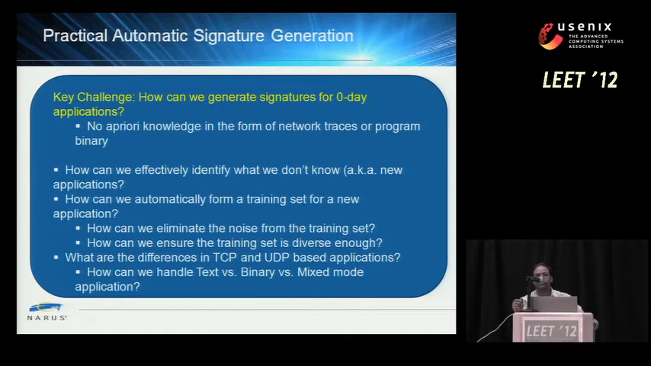Any other questions? Okay. So the key takeaway here is that the key challenge in making application signature generation scalable is to automate the process. But there are a lot of challenges in automating this process. The key challenge is how can we generate signatures for zero-day applications? What I mean by zero-day applications is applications for which we have no a priori knowledge in the form of network traces which belong to that application or access to the application binary.